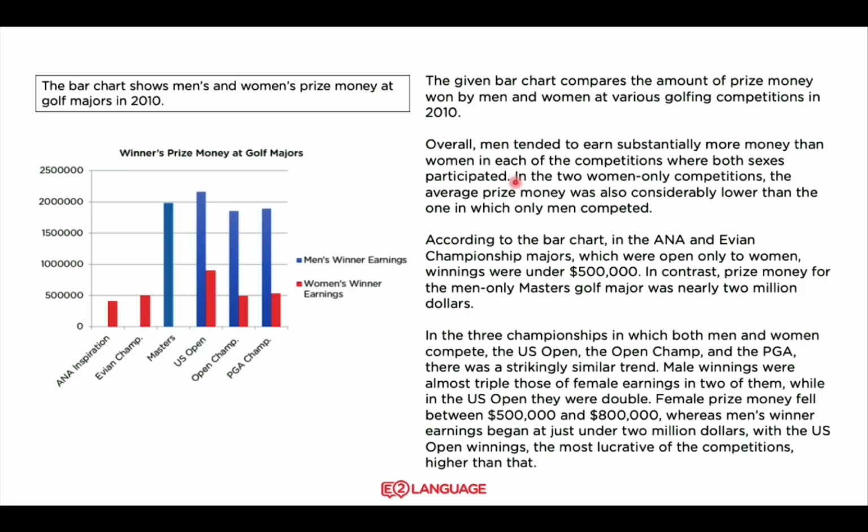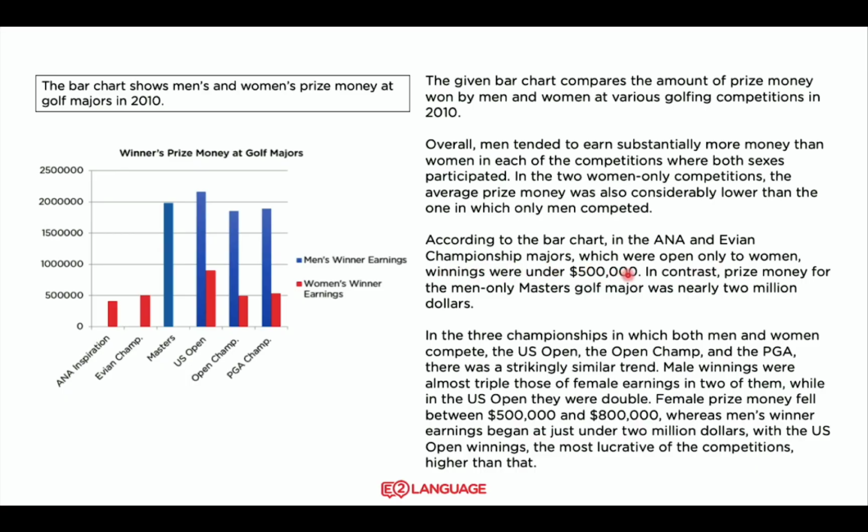In the two women-only competitions, the average prize money was also considerably lower than the one in which only men competed. So then that sentence is all about these three over here. Then into the key features paragraphs, and you'll notice how I've separated the information into the three dealing with the single-sex competitions here. According to the bar chart, in the ANA and Evian Championship majors, which were open only to women, relative clause.